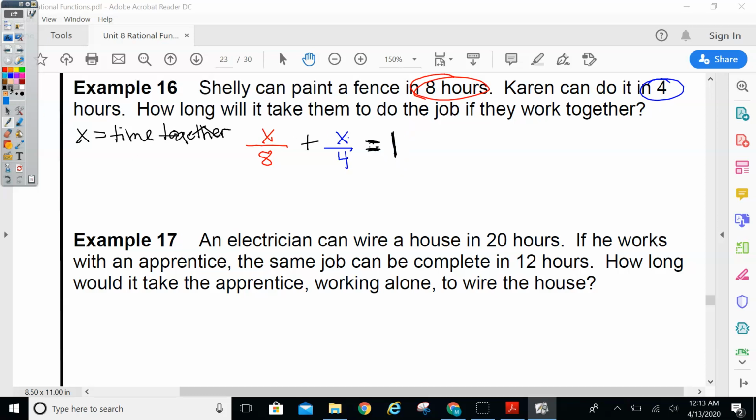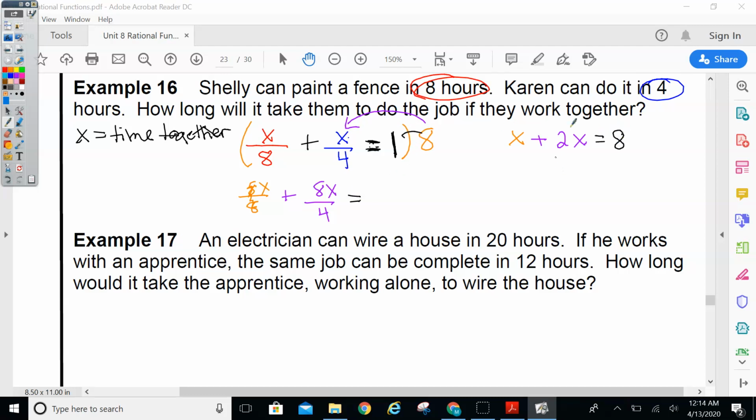Alright, so the least common multiple between 8 and 4 is going to be 8. So the other way we can do this one is just multiplying everything by the least common multiple. So here, if I multiply everything by 8, I get 8x over 8, which is just x. And then I multiply it by the middle one. 8 times this one is 8x over 4, which reduces to 2x. And you multiply it by 1. 8 times 1 is just 8.